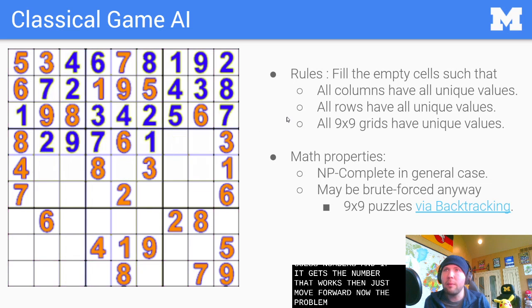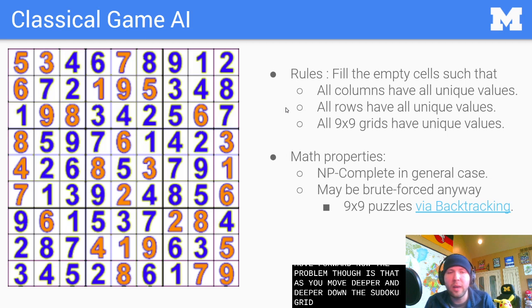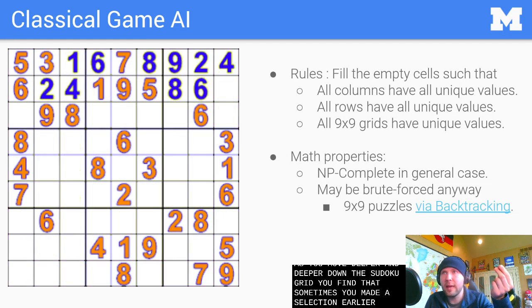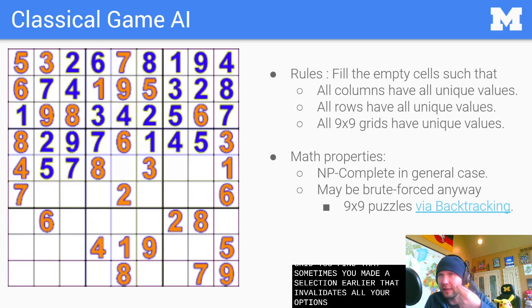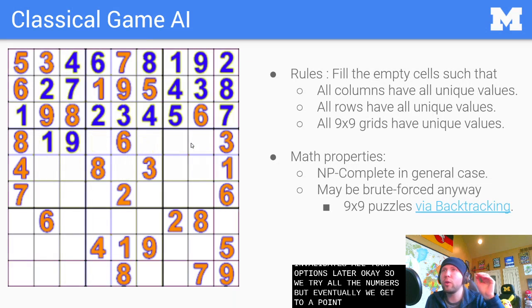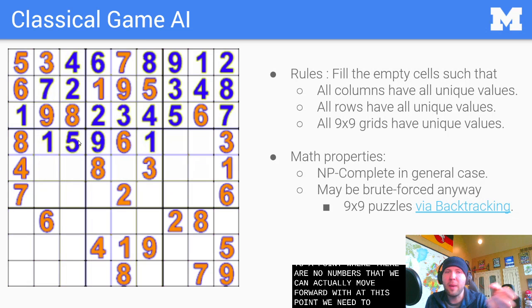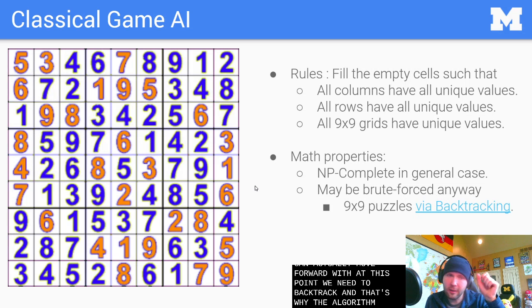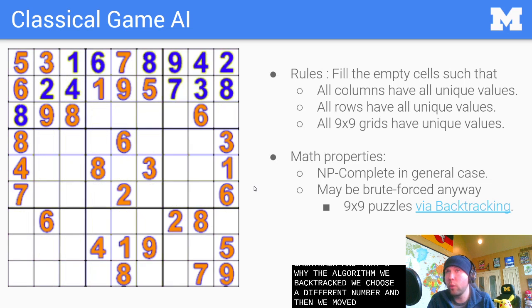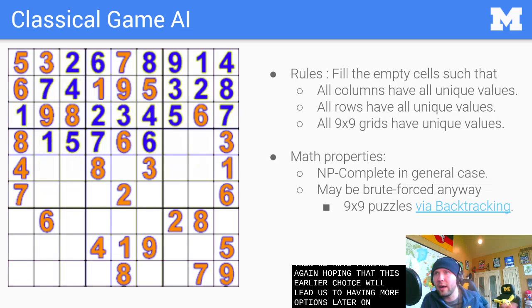Now, the problem is that as you move deeper and deeper down the Sudoku grid, you find that sometimes you made a selection earlier that invalidates all of your options later. So we try all the numbers, but eventually we get to a point where there are no numbers that we can actually move forward with. At this point, we need to backtrack, and that's why the algorithm is called backtracking. We backtrack and choose a different number, and then we move forward again, hoping that this earlier choice will lead us to having more options later on.